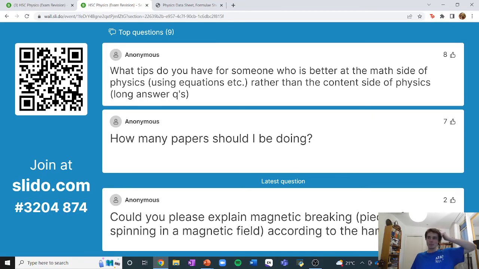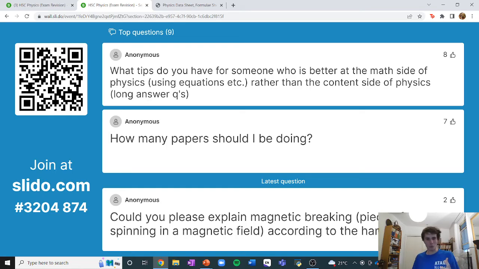Okay, a lot of it just comes down to practice, right? I definitely agree with you. I'm someone who's much better at the math side of physics than the content side of physics. So part of it is going to be doing a lot of practice with the writing style of questions and actually doing extended response style questions, reading through example answers, comparing them to your own responses and saying, okay, what can I get from these responses to help me improve?